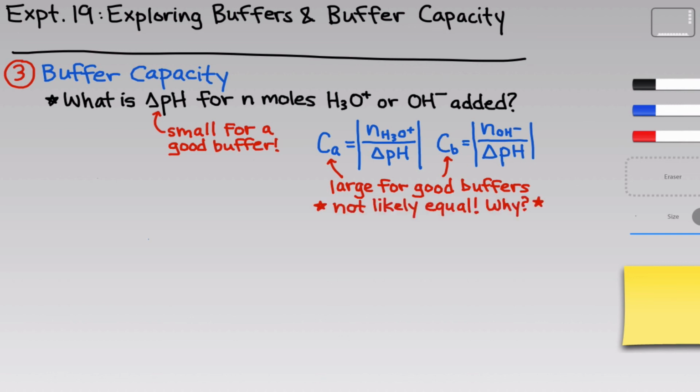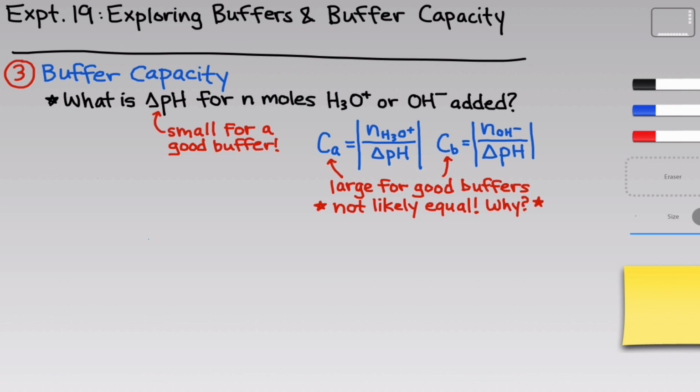However, the two values are not likely to be equal to each other for a given buffer. In fact, there's only a very specialized situation where we would expect C sub A and C sub B to be equal to each other, and I'd encourage you to think about what that situation is.